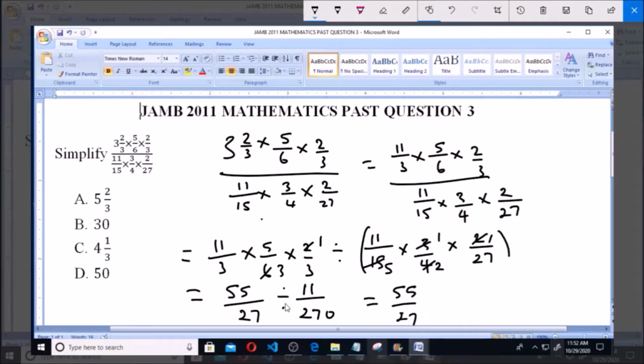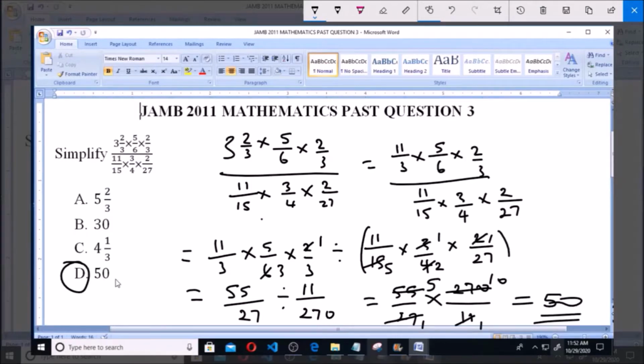Now we convert this division sign to multiplication, that is multiply by 270, and the denominator will become the numerator, over 11. 27 into 27 is 1, 27 into 270 is 10, 11 into 11 is 1, and 11 into 55 is 5. So 5 times 10 is equal to 50. So the answer to this question is 50, and that is option D.